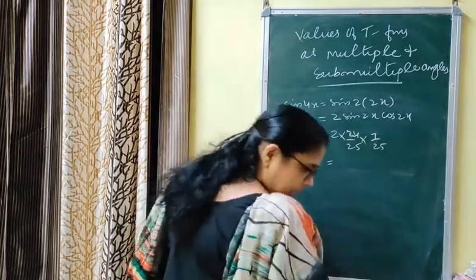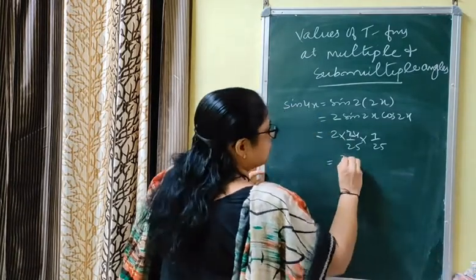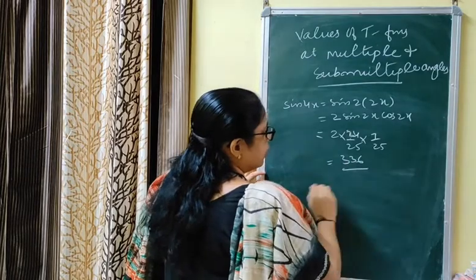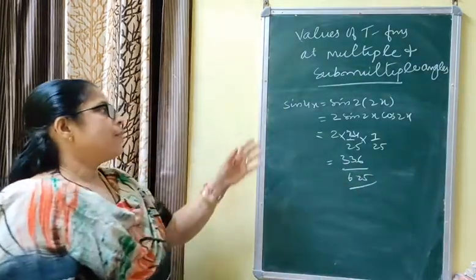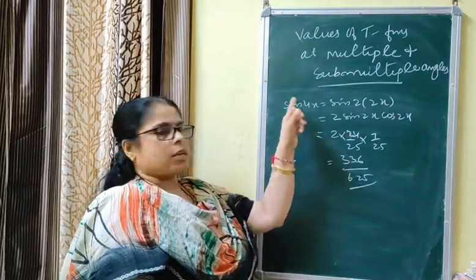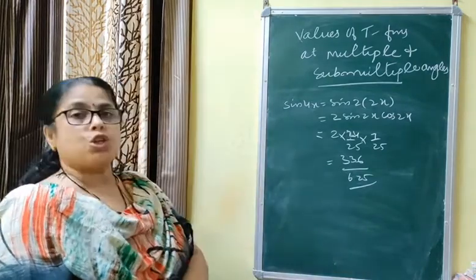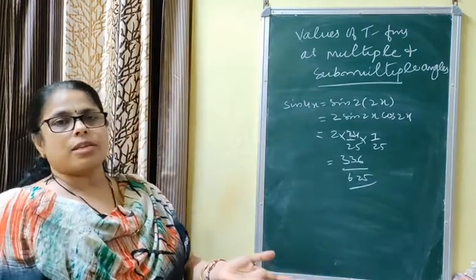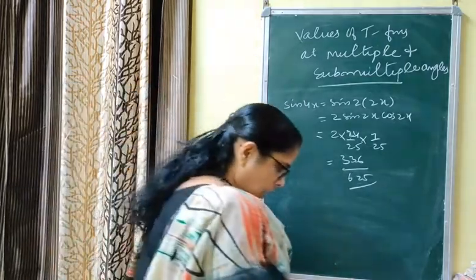Nothing will get cancelled. If you find the value, you will get 336 by 625. That is the value of sin 4x. Whenever you are asked to find values in this term, try to change that ratio in the form of sin 2x, cos 2x, tan 2x, whatever you are asked to find out.